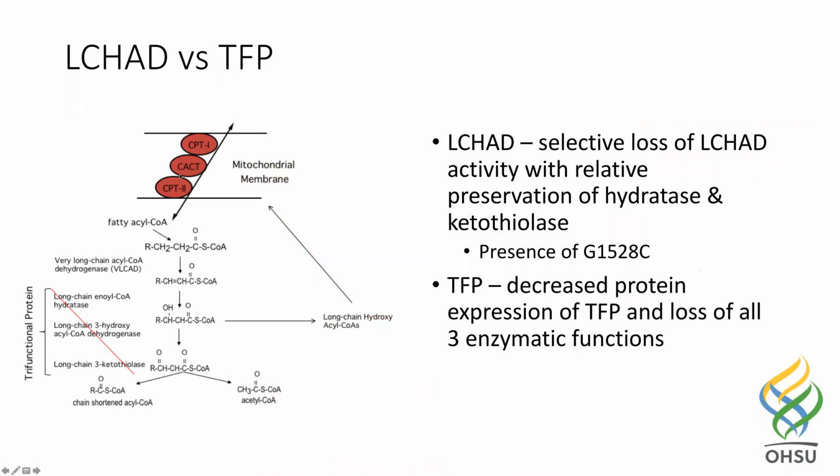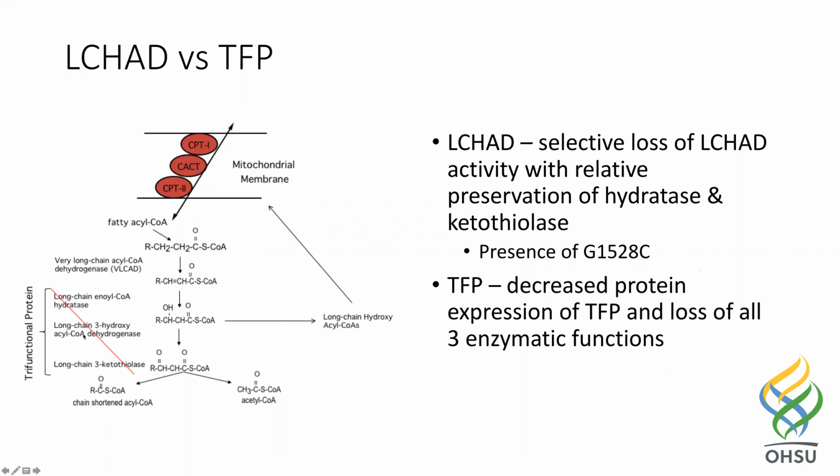So this is the pathway we're all very familiar with. For this presentation, I'm going to define LCHAD deficiency as the presence of 1 or 2 copies of the common mutation G152AC. In fibroblast studies, this mutation is in the LCHAD domain of the alpha subunit, and the hydratase and ketothiolase activities here and here are relatively preserved. They're not 100%, but you do have hydratase and ketothiolase activity with more dramatic loss of LCHAD activity.